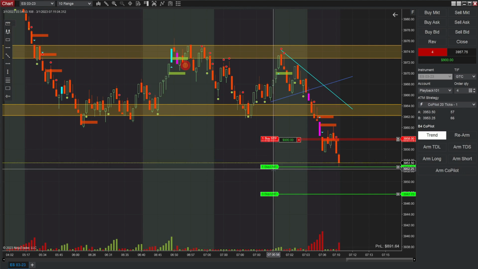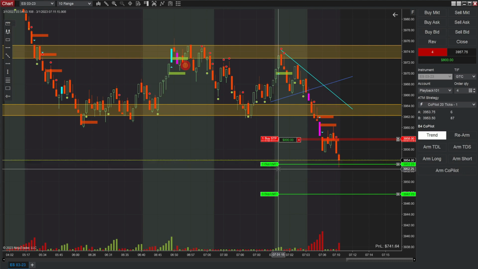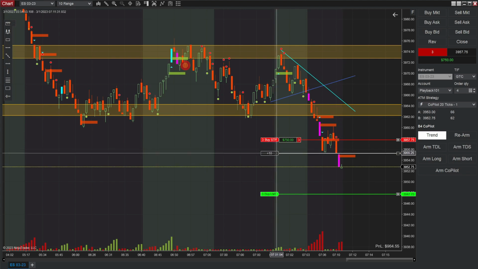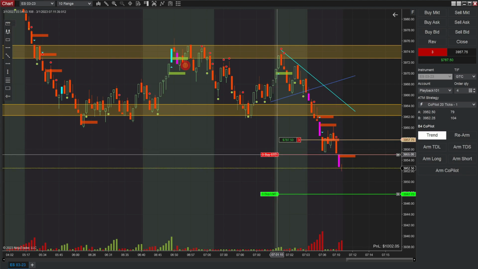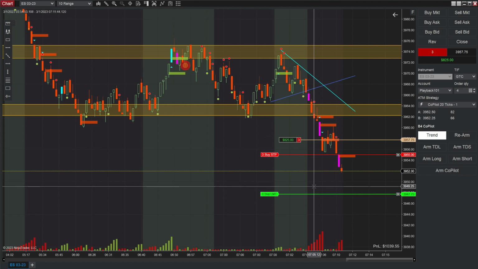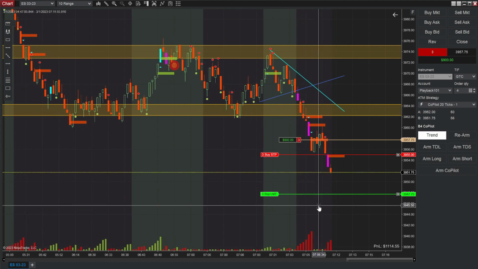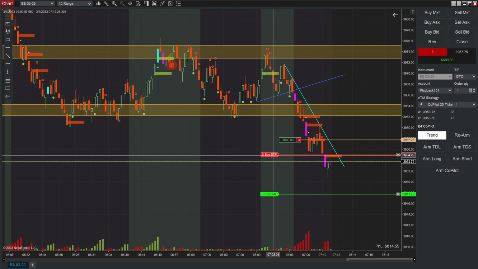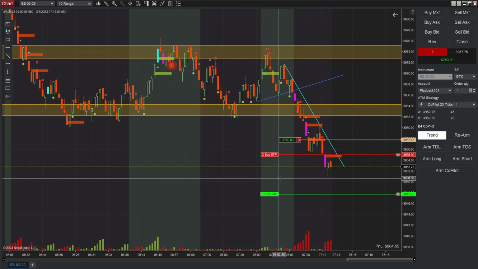We're going to go ahead and minimize the risk right there. Alright, that takes out our first target. We'll go ahead and guard behind that stacked imbalance right there. Have a nice momentum candle formed right there. You see that with the magenta. That gives us a lot of confidence in that move.